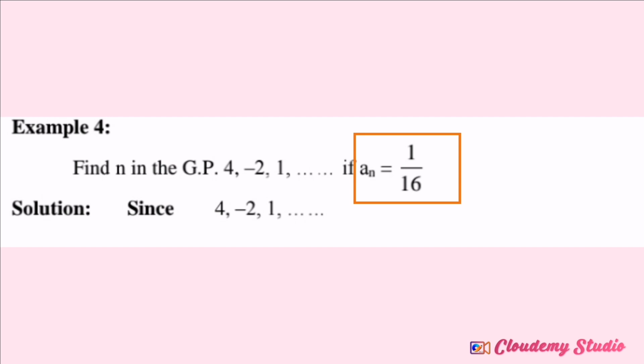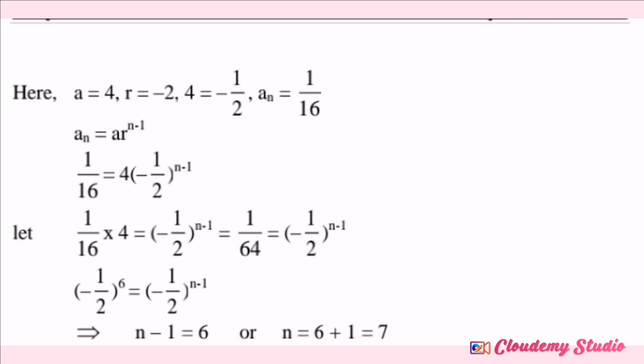Since the sequence is 4, minus 2, 1, and so on, here a is equal to 4, and the value of r is equal to minus 1 over 2.